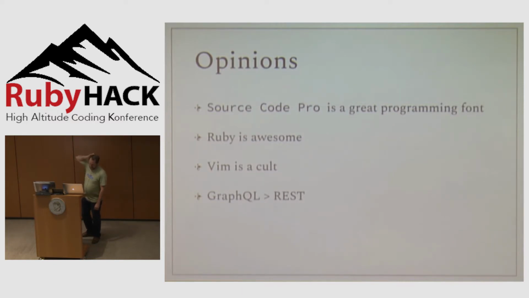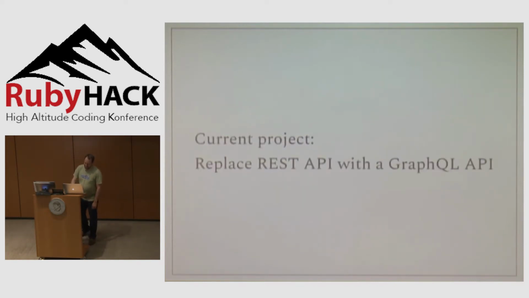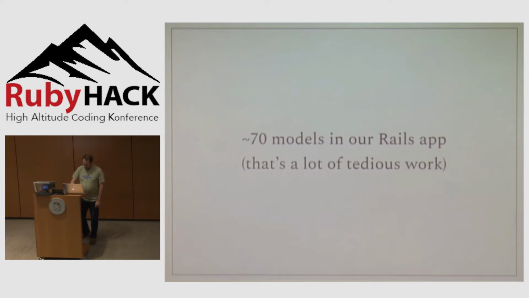As you can see, last on the list, my most recent opinion is that I really like GraphQL a lot more than REST, which works out nicely because currently at work, I'm replacing our REST API with a GraphQL API. If you were to look at our code base, I think we've got roughly 70 models, and that could be a lot of tedious work, right?